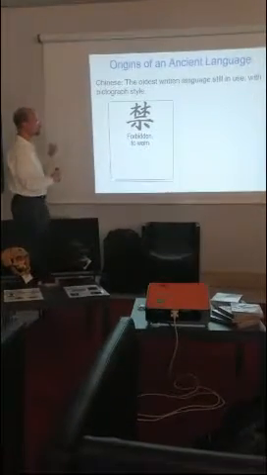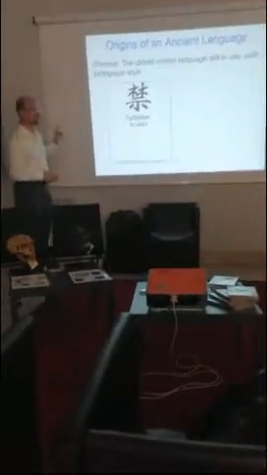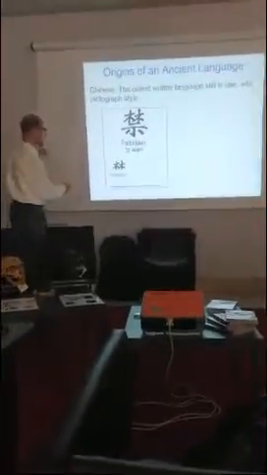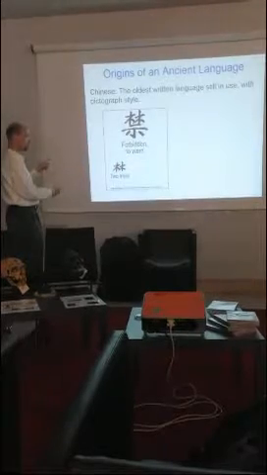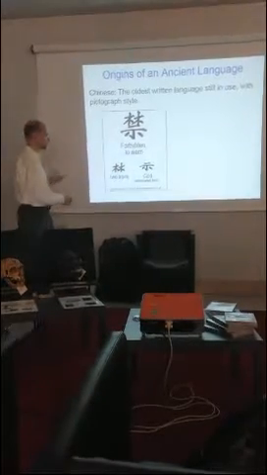And these are some interesting words that I came across. This is an ancient form of Chinese, written Chinese. This is the word for forbidden, or to warn. This is made up of two radicals. The first one is the word for two trees. The second one is an abbreviated version of the word for God.